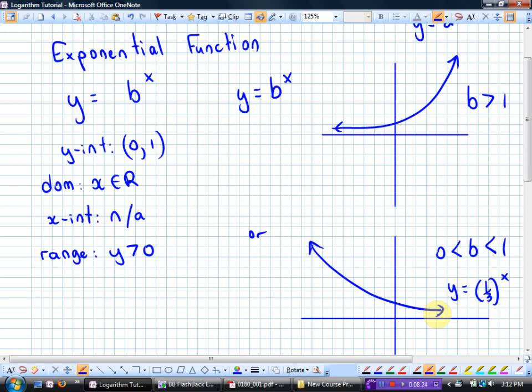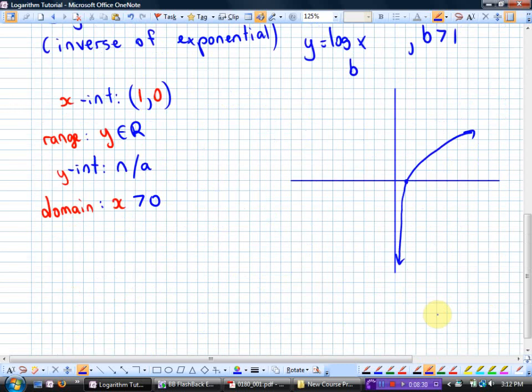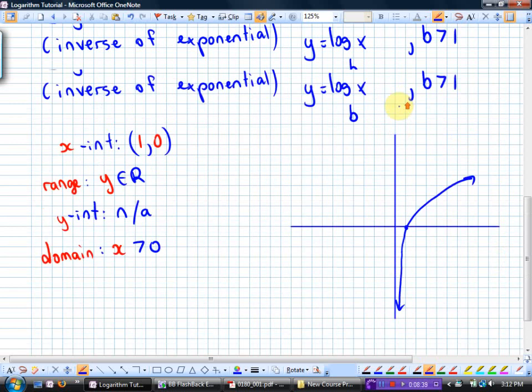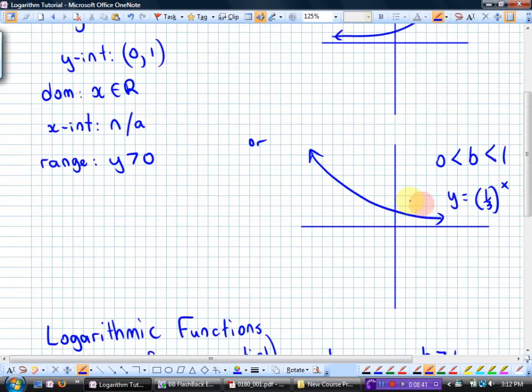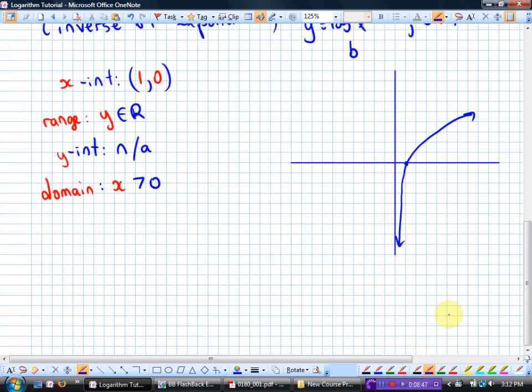Horizontal. What letter is associated with horizontal, by the way? X. Okay. For the inverse, when b is a fraction, it's going to be a vertical reflection. The inverse of that graph there, or in other words, the log when base b is a fraction, is going to look like that. I'll write it in our notes, but it all ties together because a vertical reflection, switching x and y around for the inverse, even the reflection switches around.